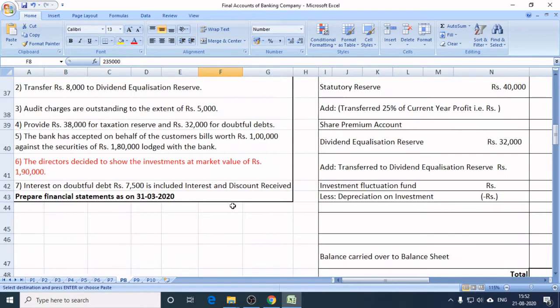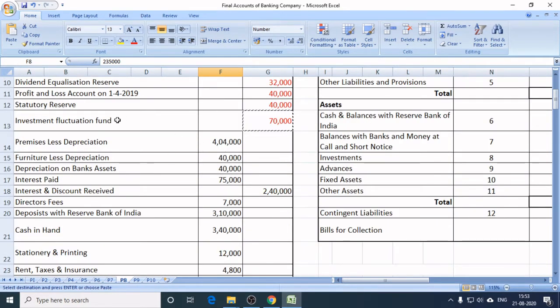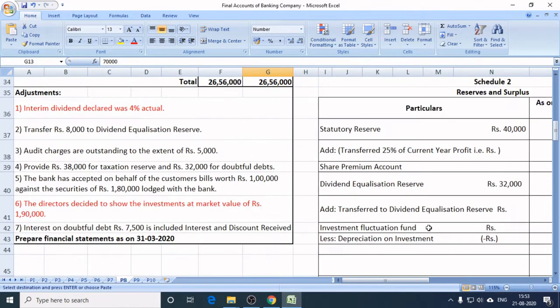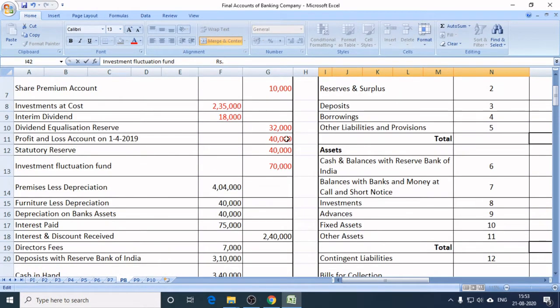But at what price it was decided by director to show in the schedules? 1,90,000. So that much change is made in this year in the value of investment, and this fund is created only to adjust the changes which are made in the value of investment. First of all, show that balance in schedule number 2, that is reserve and surplus. So here investment fluctuation fund, I think the balance is 70,000 rupees, no? So 70,000 rupees.